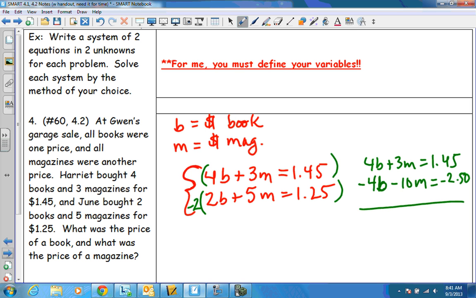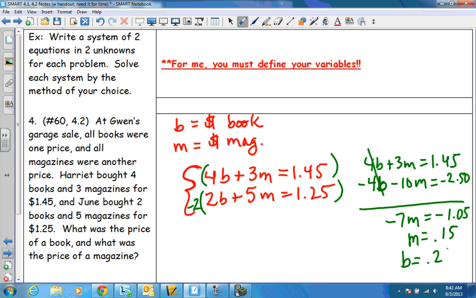I got that one second. Cool, me too. What did you get here? Negative 1.05. M equals 0.05. No, I wrote 10, so you're right. Hey, that's a word problem. Now plug it in. Go find the price of a book. I got that, it's 25 cents.